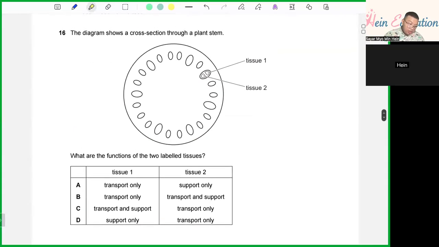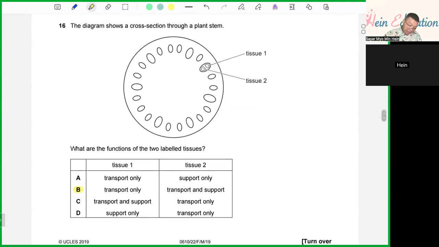Number 16, they show you a plant stem with tissue 1 and tissue 2. Tissue 2 is inside. So you need to think about xylem and phloem, right? Tissue 1 is outside, so that will be the phloem. Phloem is only for transport. And tissue 2, xylem, is for transport and support. So the answer is B. You need to know which one is xylem and which one is phloem. Tissue 1 is phloem and tissue 2 is xylem.